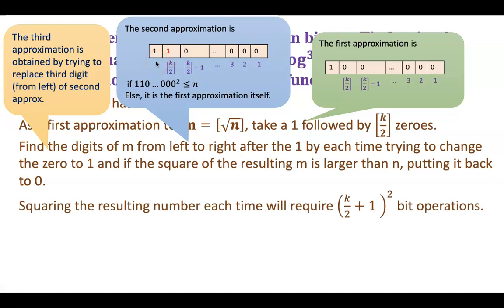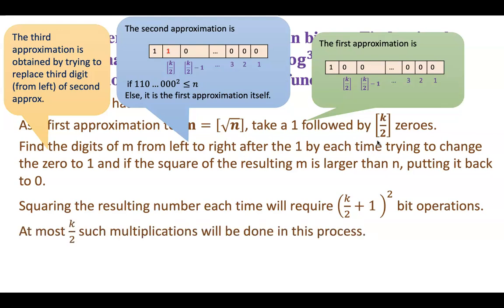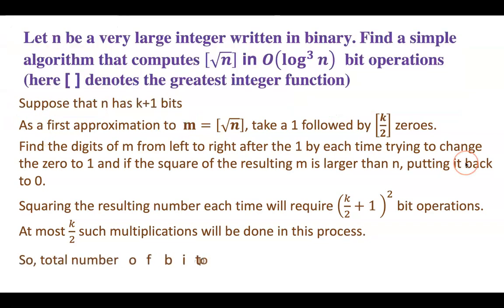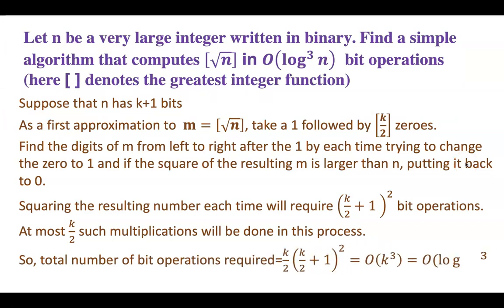Thus, we can see that squaring the resulting number in each approximation will require at most (k by 2 plus 1) whole squared bit operations. That is because the numbers involved in each approximation contain at most k by 2 plus 1 digits. And we can see that at most k by 2 such multiplications will be done in this process of finding the square root of n. Thus, the total number of bit operations required will be equal to the number of multiplications required times the number of bit operations required in each multiplication.